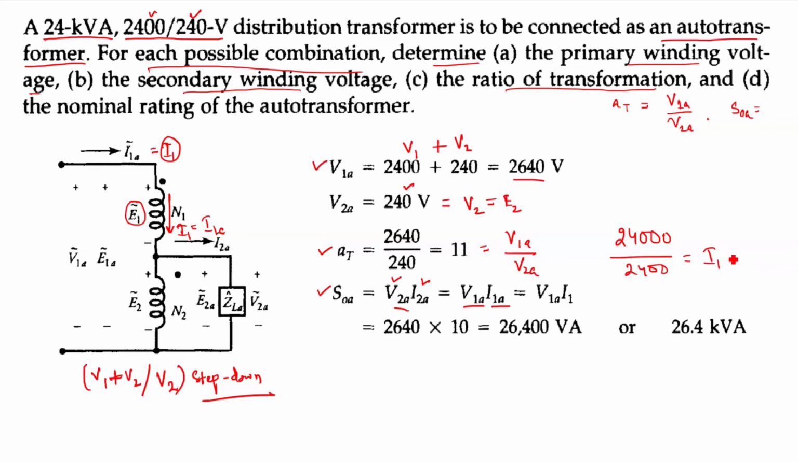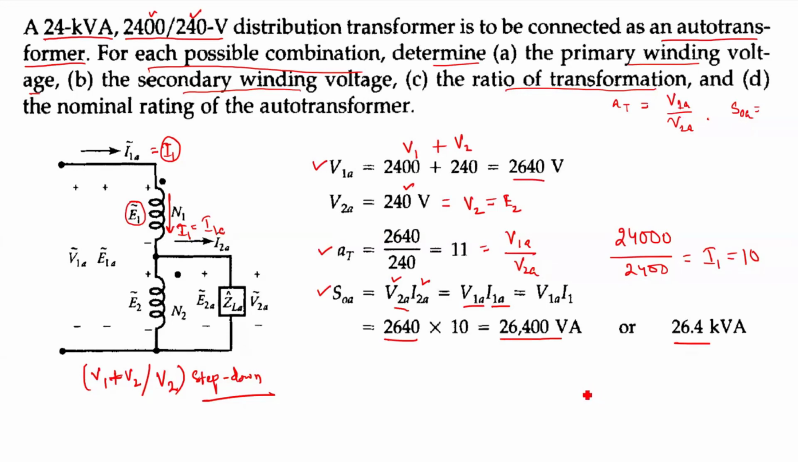That is equal to I1, that is equal to 10 ampere, right? So just by substituting here, V1A we found it is 2640 into I1, which is 10 ampere. So it gives me 26,400 VA or 26.4 kVA. Okay, I hope it is clear.